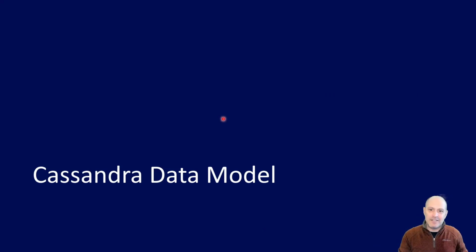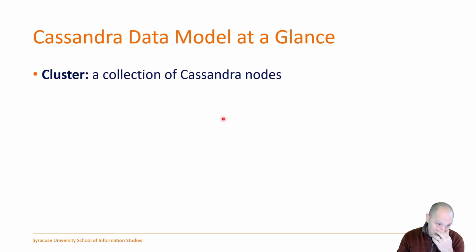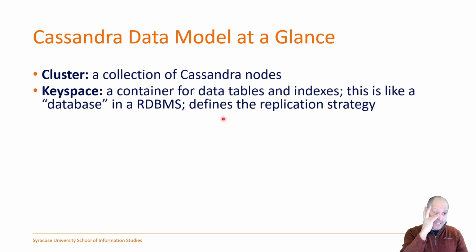All right, let's talk Cassandra data model. So here's the data model at a glance. As we said before, we're going to have a cluster, and a cluster is a ring of nodes. And then what we'll create on that cluster is a keyspace, and a keyspace specifies two things: the replication strategy and the topology. Okay, so how many nodes in the ring and how many nodes are the replica.